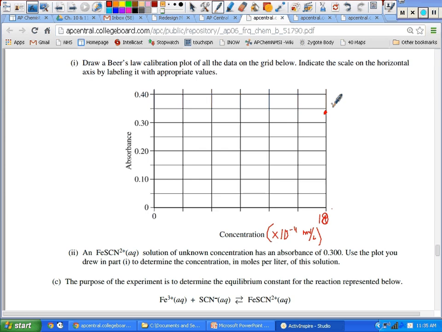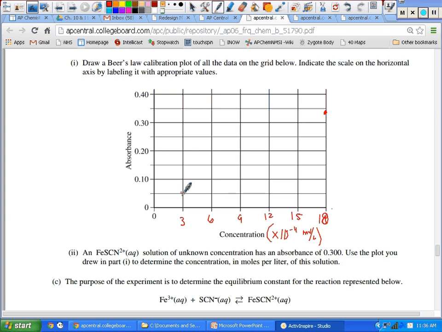6 times 3 is 18. Does that make sense? You could play with it enough to figure it out. So what would this line be? That would be 15. What would this line be? 12, and then 9, 6, and pretty simple, right? Hopefully you could have played with that to figure that out.